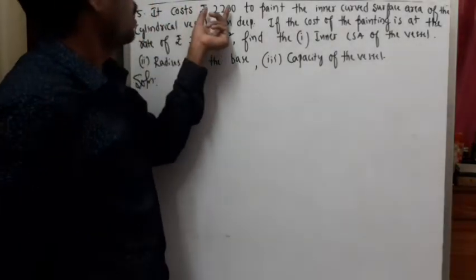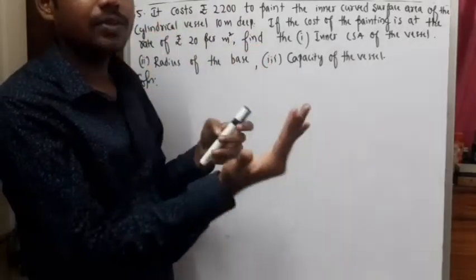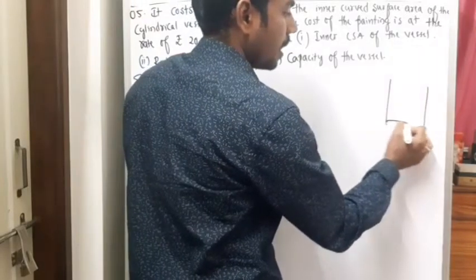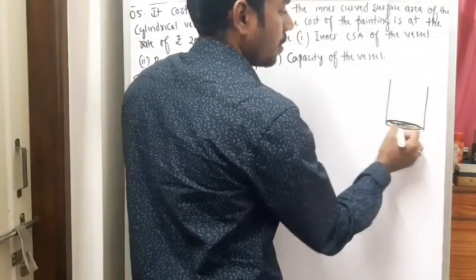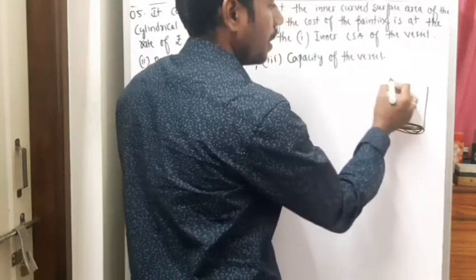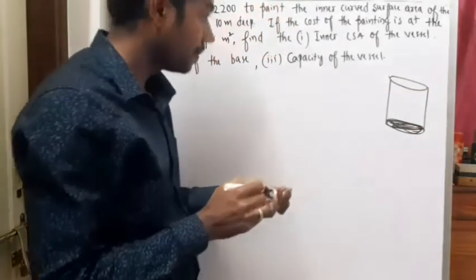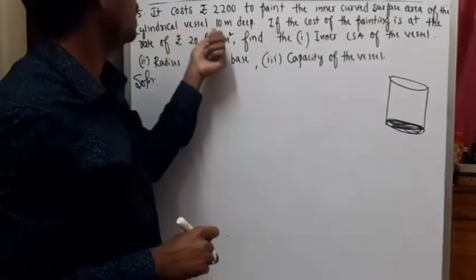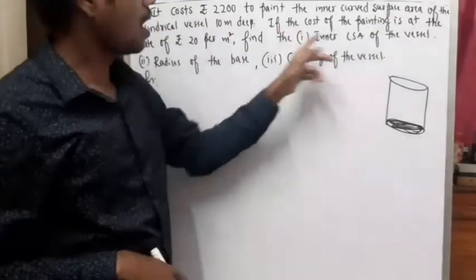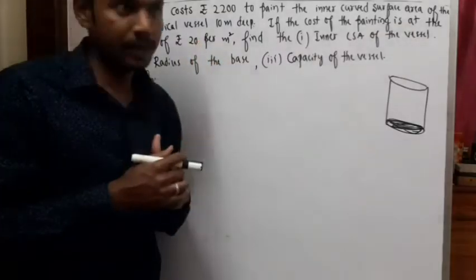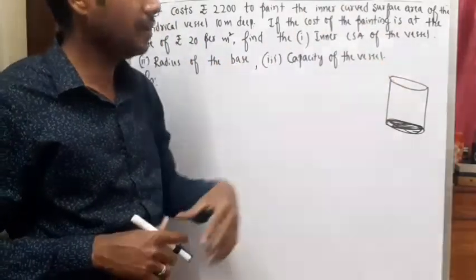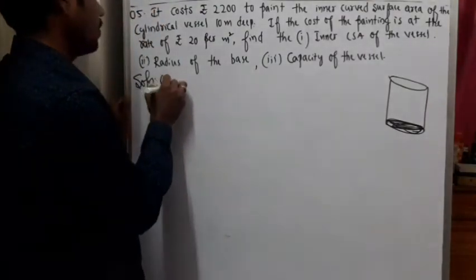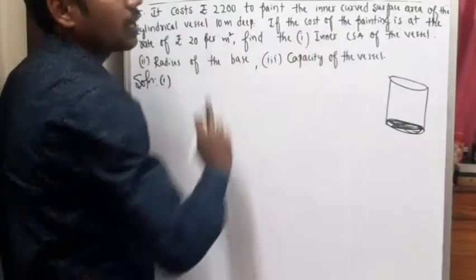See, the total cost to paint the inner curved surface area of the vessel. Suppose it is a cylindrical vessel. So vessel will be closed at the bottom and this will be the cylindrical vessel. It costs rupees 2200 to paint the inner curved surface area of the cylindrical vessel, which is 10 meter deep. If the cost of the painting is at the rate of rupees 20 per meter square, then find the inner curved surface area of the vessel. Okay, what has been given to us? See, only curved surface area is given. So we need to find the inner curved surface area.